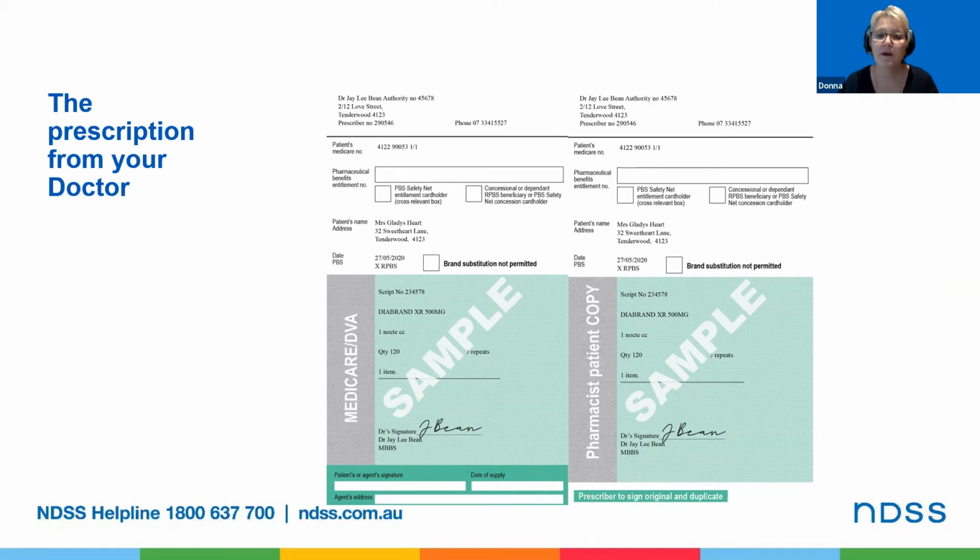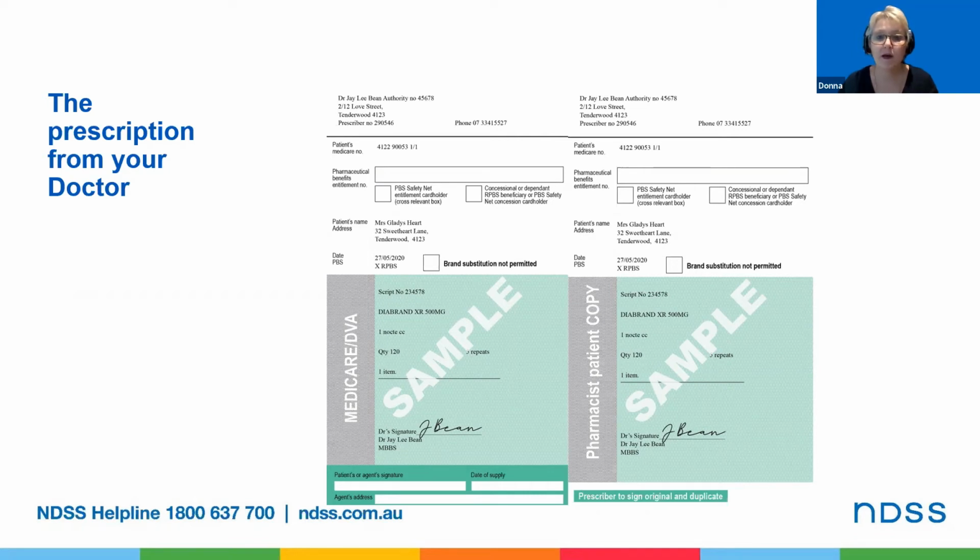The first part is used with the first dispensing and stays with the pharmacy. You'll notice that it has Medicare DVA in the grey side section. It also has a section at the bottom of the prescription where you sign, date, and write your address. When you receive this medication, you are signing to verify receipt. This part of the prescription is kept by the pharmacy.